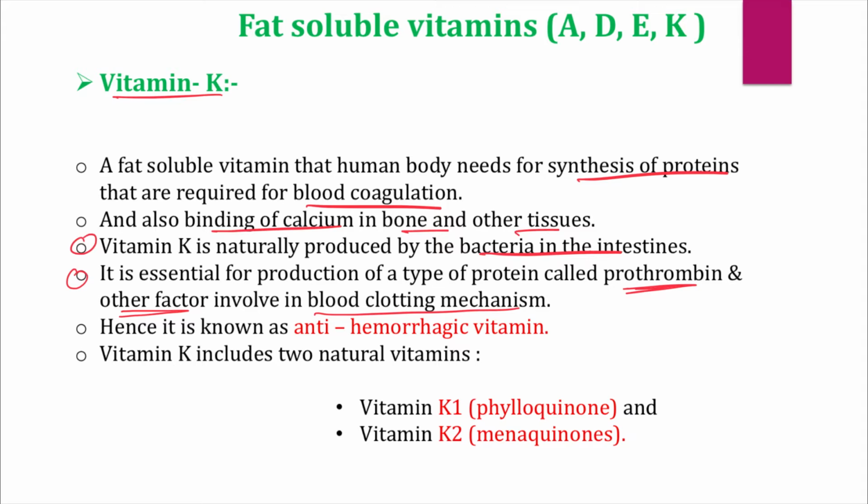That's why, very important, this vitamin K is also known as the anti-hemorrhagic vitamin, right? Which vitamin is called the anti-hemorrhagic vitamin? Vitamin K. Now see here, there are two natural forms of vitamin K. What are those forms? The first one, vitamin K1, the phylloquinone, and the second one is vitamin K2, menaquinones. These are the two natural forms of vitamin K.